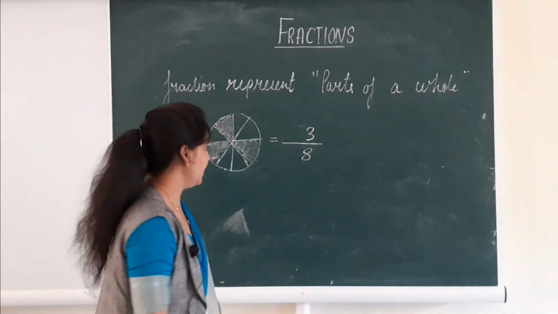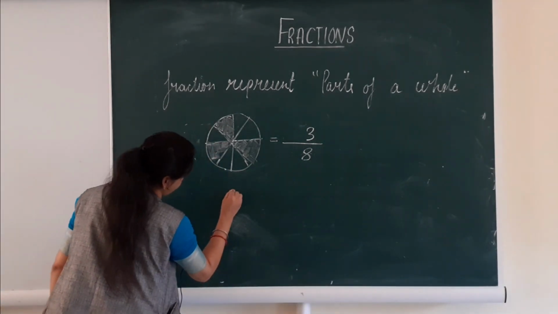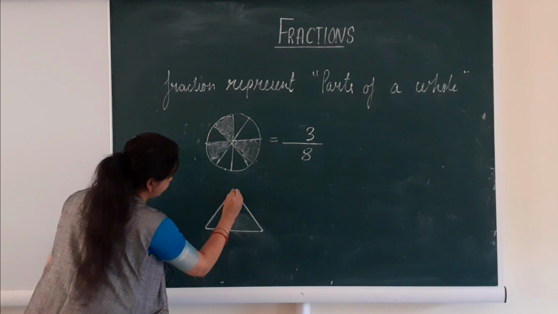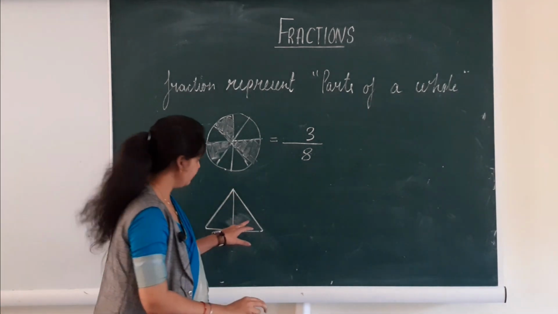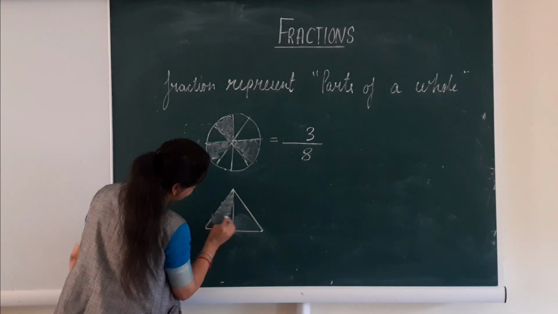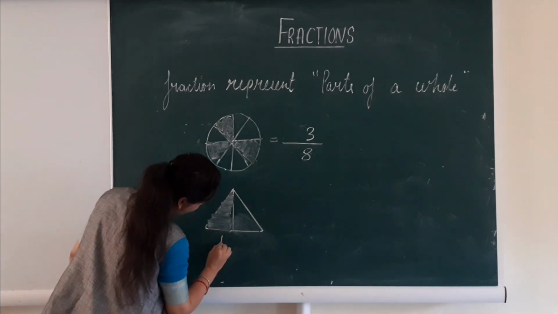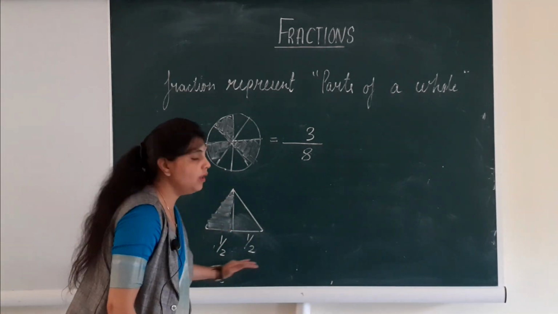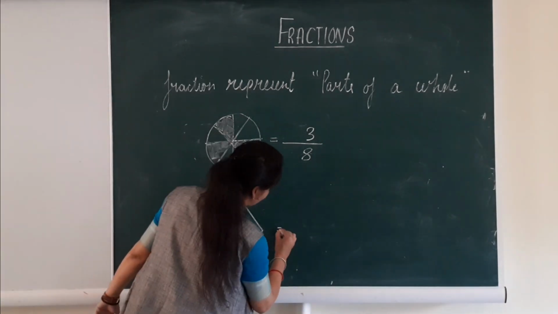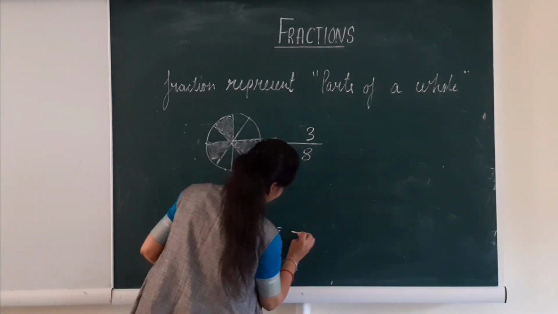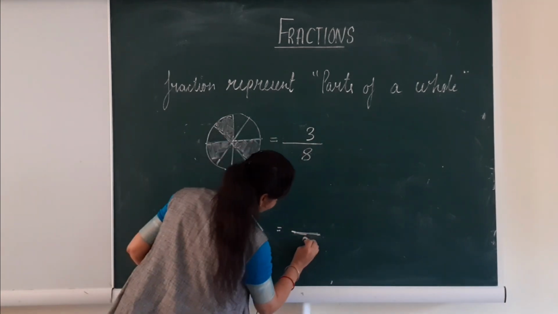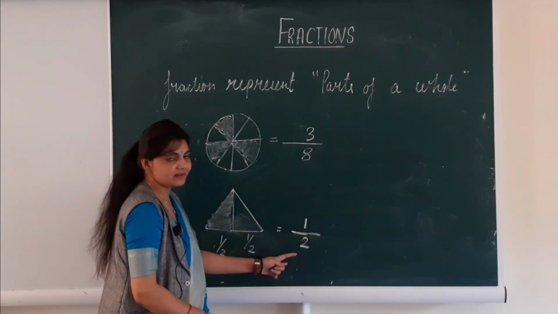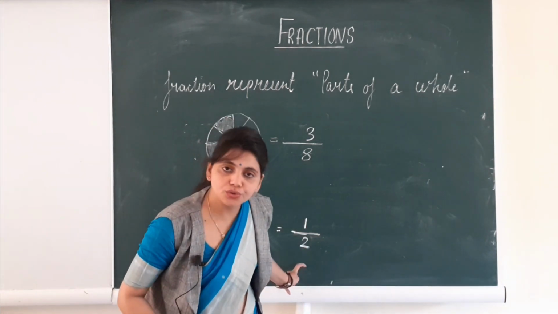Some more examples we will take. This is a triangle. It is divided into two halves. One portion is shaded. Each portion is half, and this is one total triangle. So the total number of parts is 1, 2, and how many of that are shaded? 1. So the answer is 1 over 2.